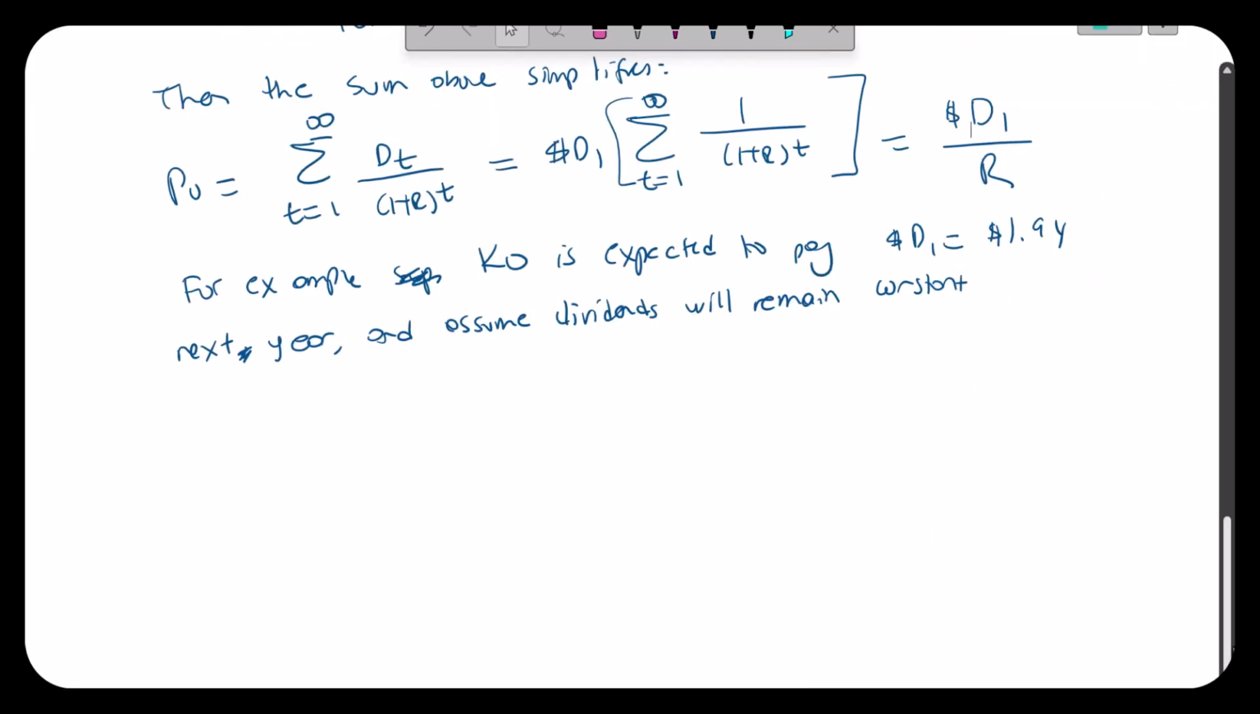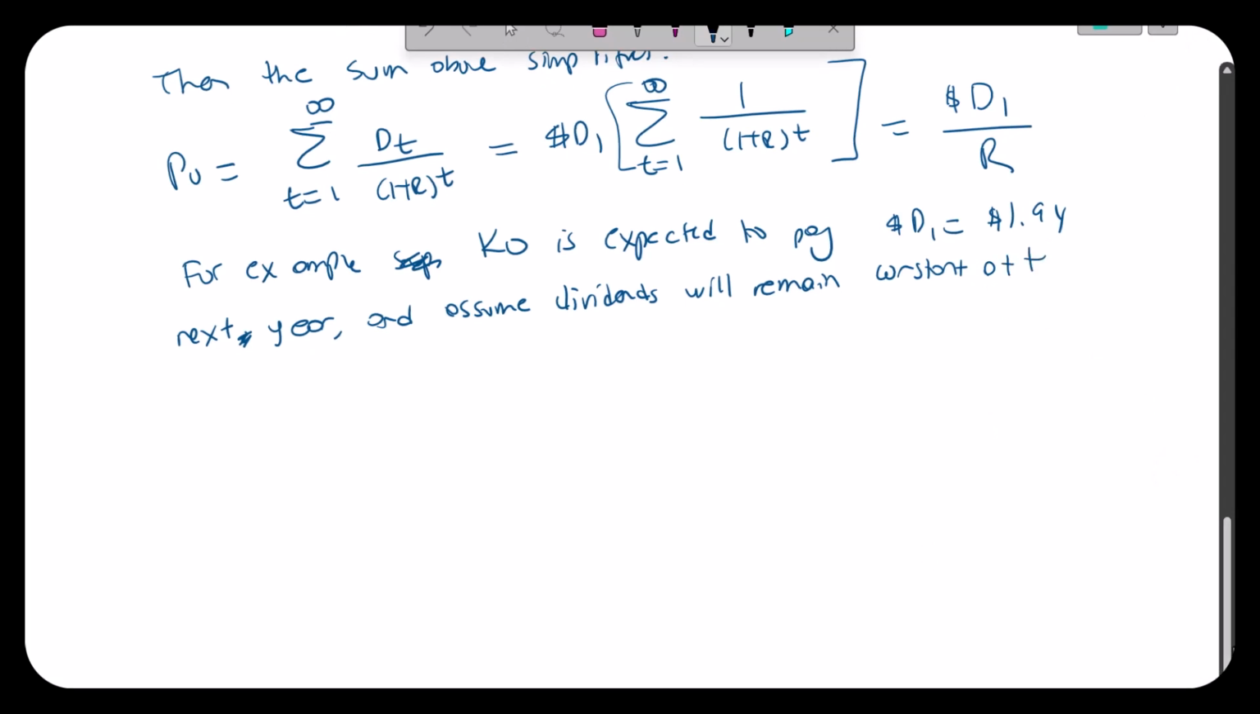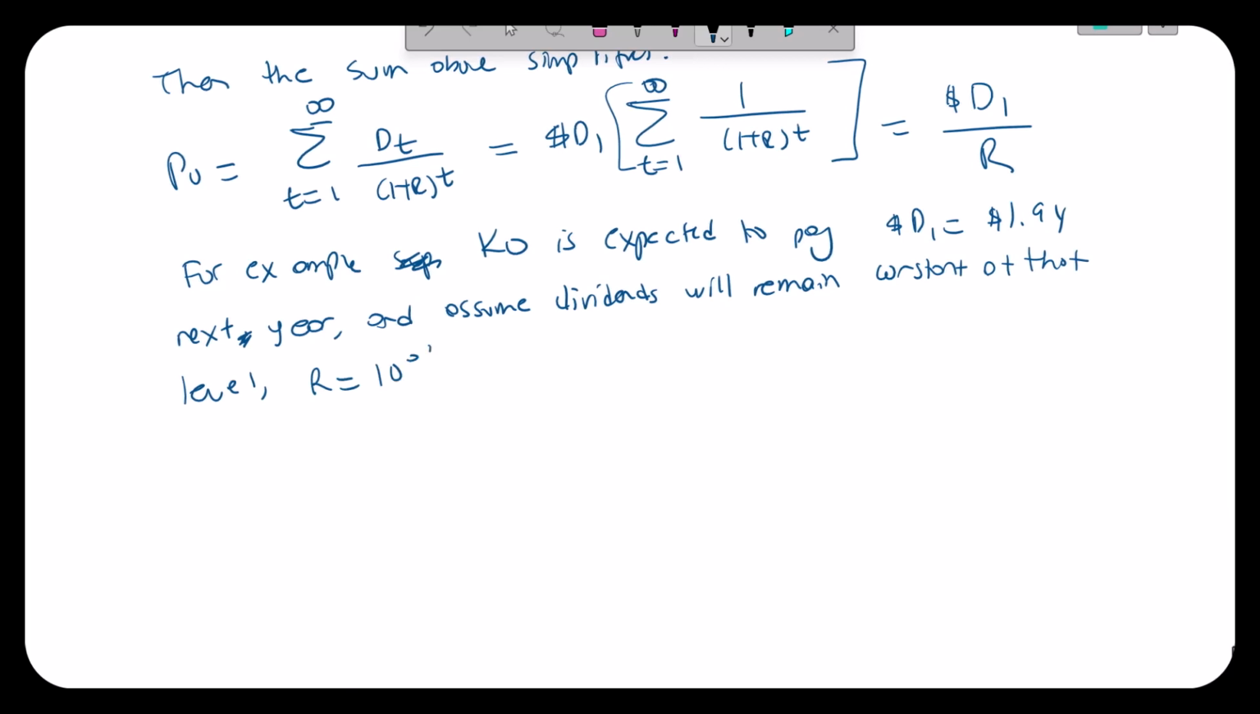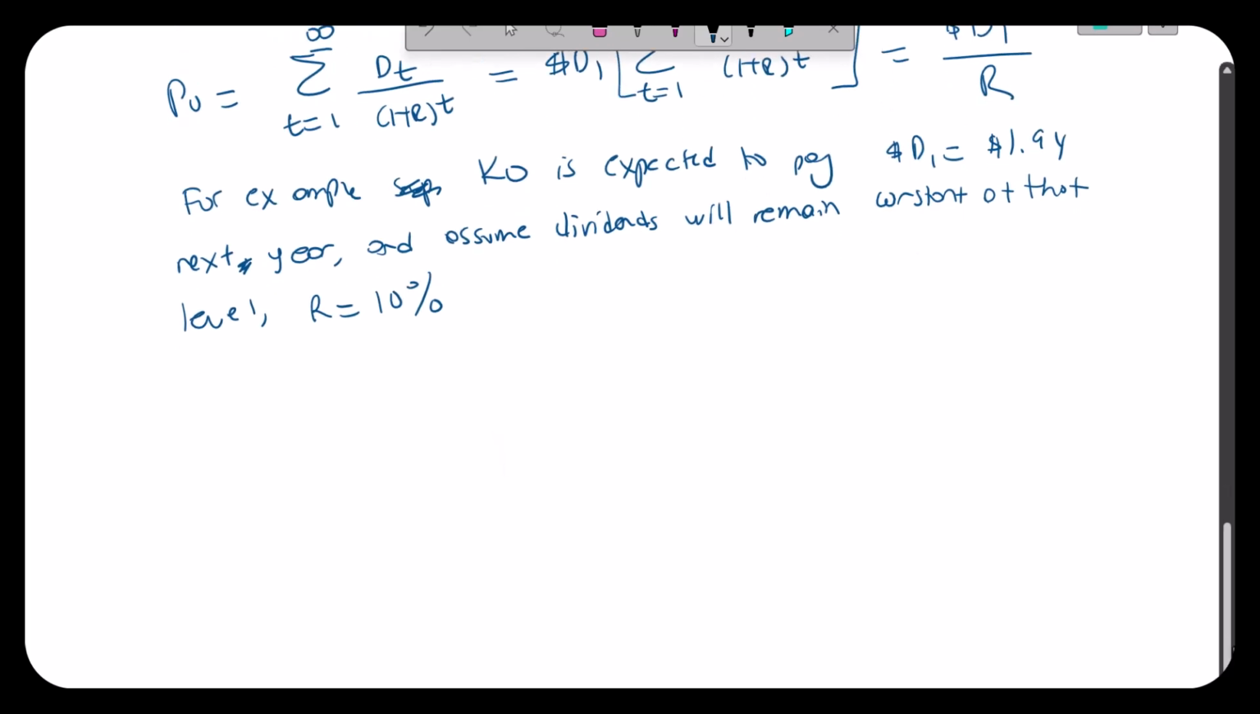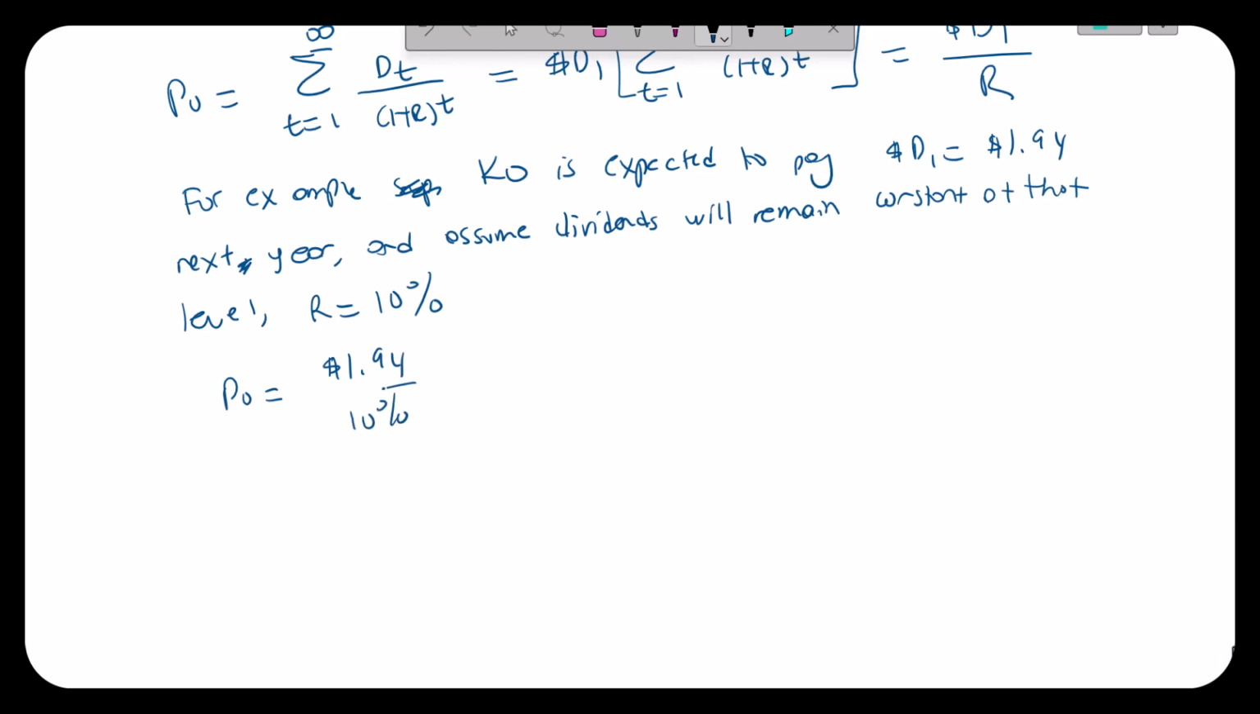At that level, and suppose R equals, for ease of computation, 10%, then we should have value 1.94 divided by 10%. I chose 10% because dividing by 10% is the same thing as multiplying by 10.